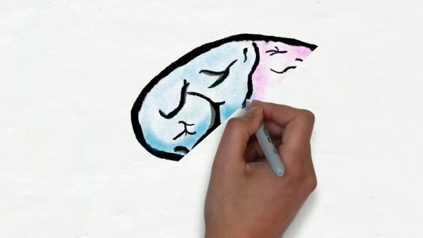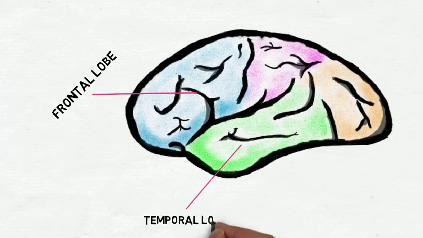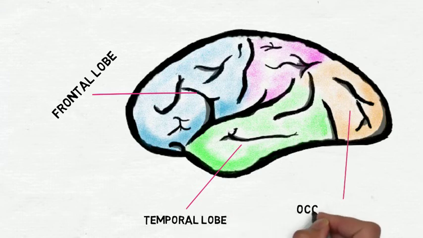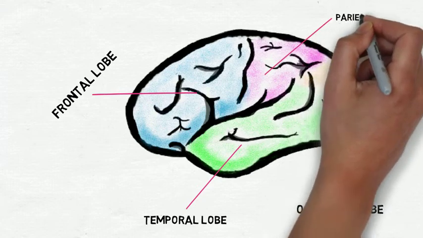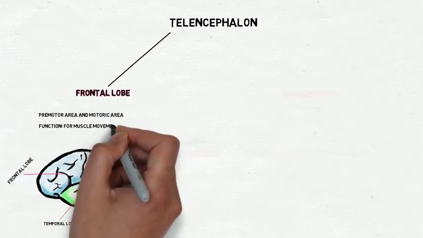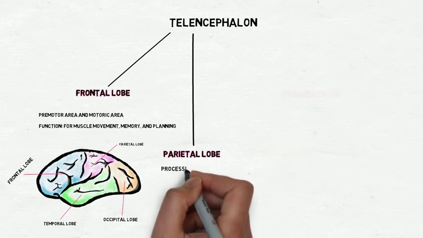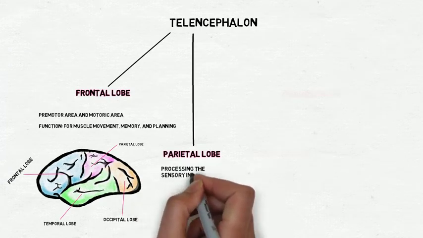Now we're talking about the telencephalon, which consists of four lobes: the frontal lobe, temporal lobe, occipital lobe, and the red one is the parietal lobe. The frontal lobe has a premotor area and motor area that function for muscle movement, memory, and planning. And the parietal lobe functions for processing sensory information and touch sensation.